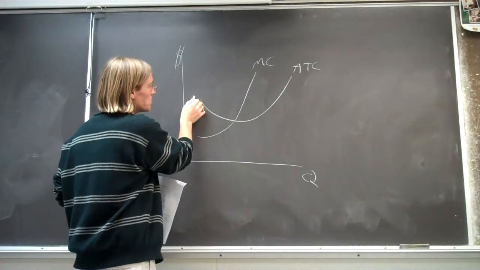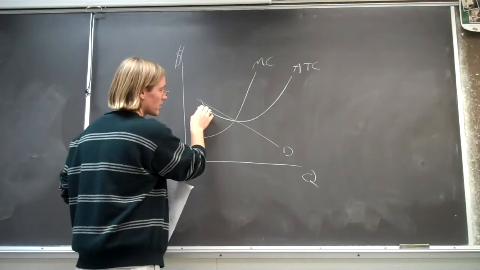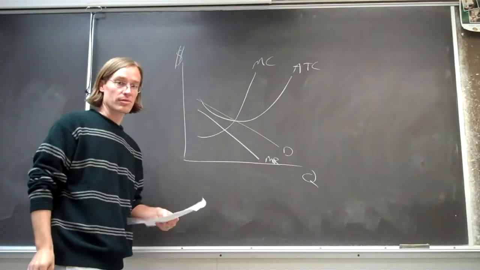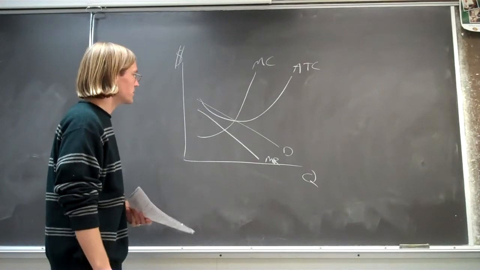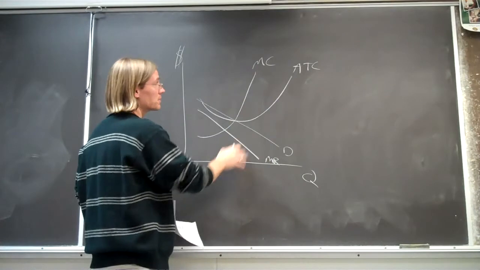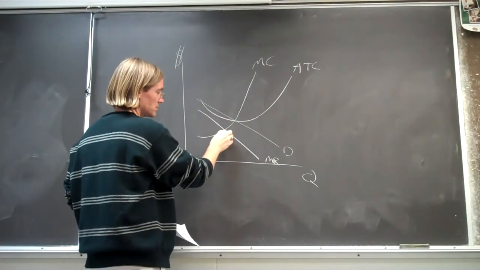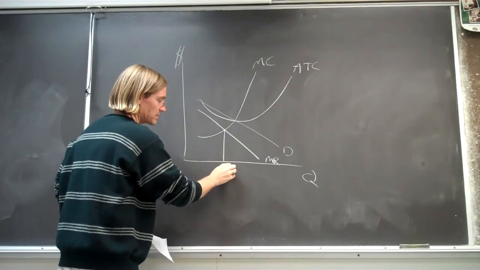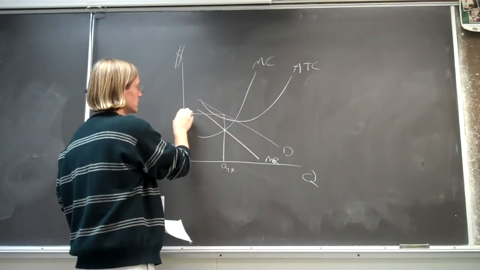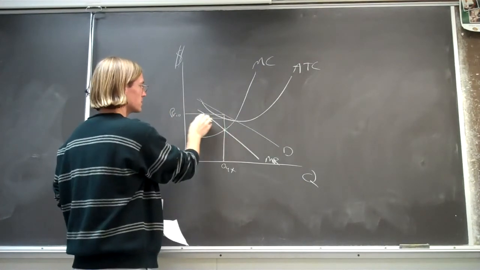So let's say we've got this downward sloping demand curve, downward sloping marginal revenue curve. And so this monopolistic competitor would be operating at an output where marginal cost equals marginal revenue. So this is their profit maximizing level of output, and then this is the price, and this is the cost.